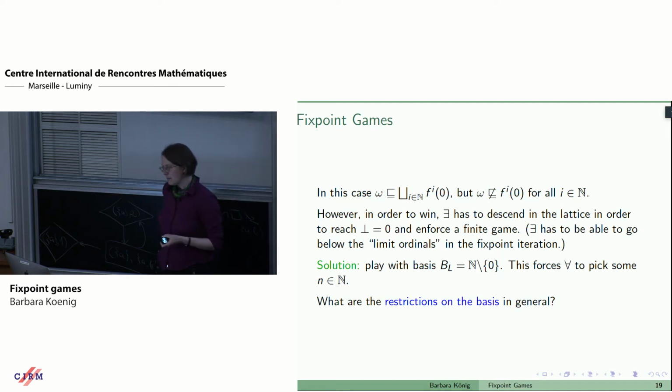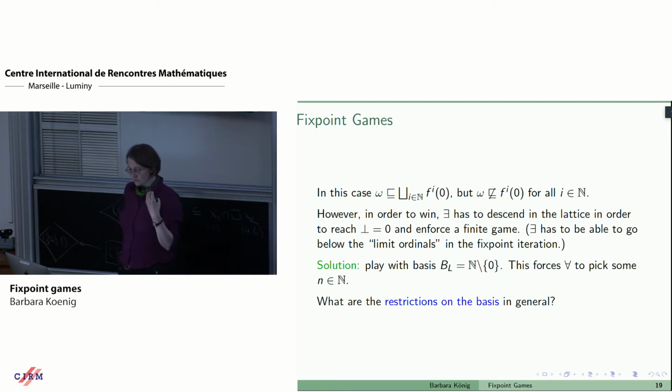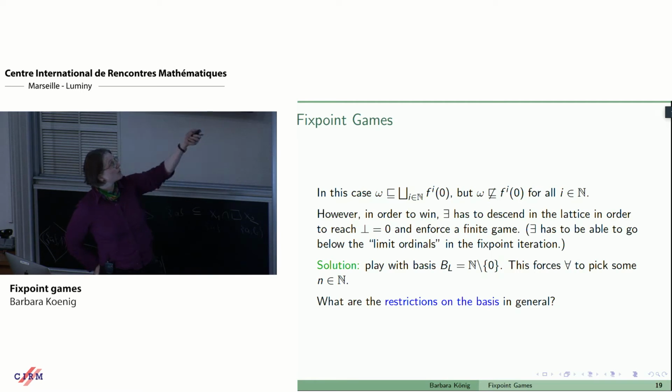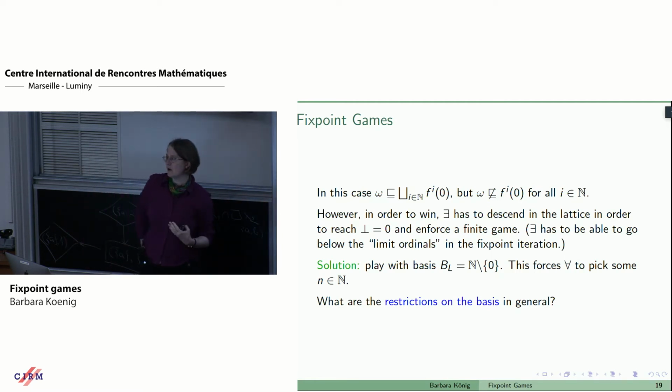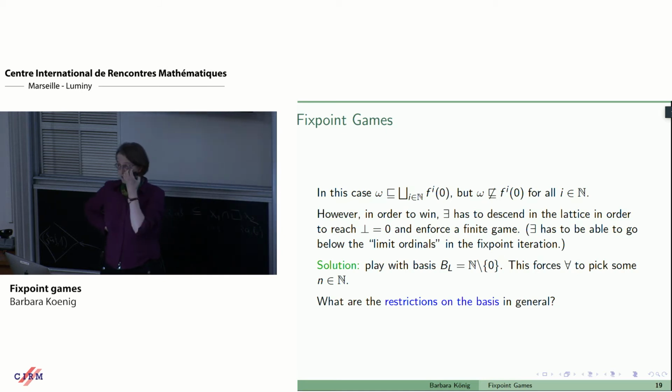So what is the problem here? The problem is that omega is below the least fixed point, so it is below this sup, but it is not below any of the components in this directed chain, which means that somehow the existential player cannot go down in this chain.